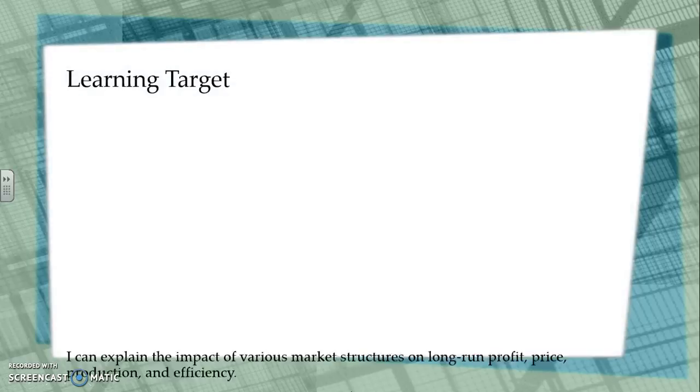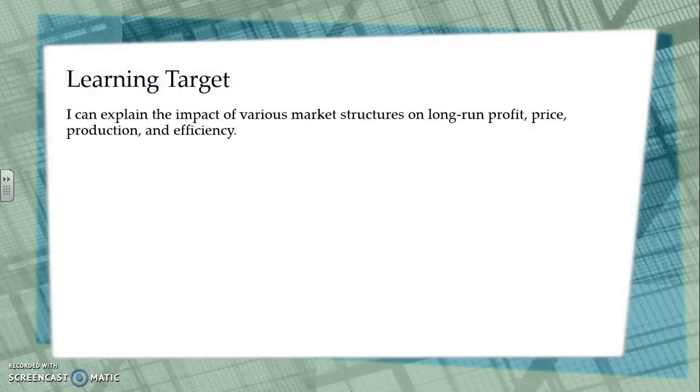Let's review the learning target. I can explain the impact of various market structures on long-run profit, price, production, and efficiency. So we're going to look at how the four different market structures affect profit, price, production, and efficiency. We'll have to review a few terms to make sure that we're all on the same page.